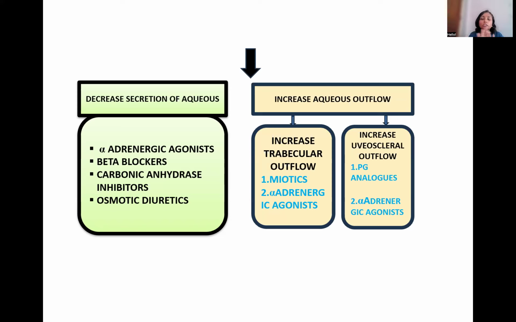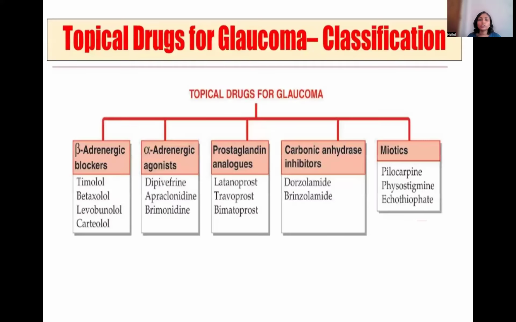So which are the drugs which are used for glaucoma? We have how many classes? We have alpha adrenergic agonists, beta blockers, carbonic anhydrase inhibitors, osmotic diuretics, then miotics, and then prostaglandin analogs. Now, which are the beta blockers used? Beta blockers used are timolol, betaxolol, levobunolol, and carteolol.